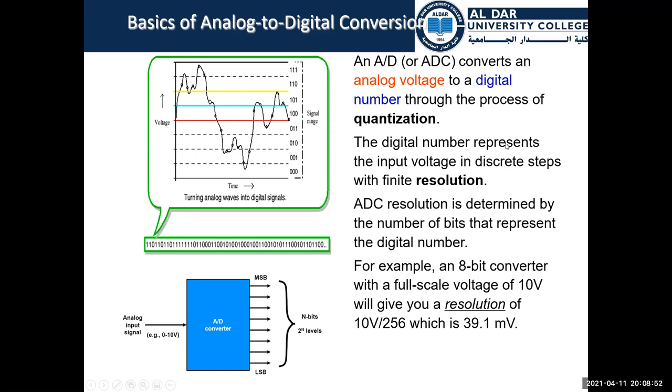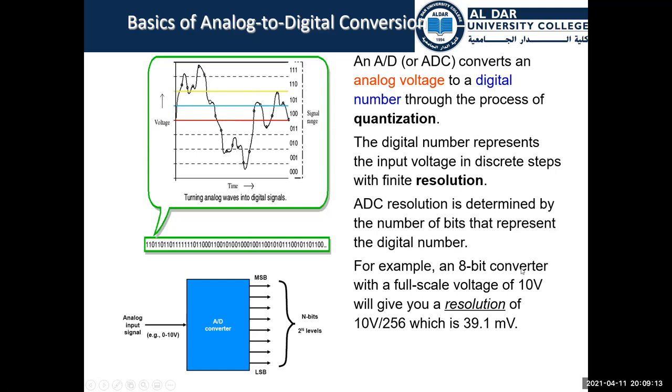The digital number represents the input voltage in discrete steps, and the number of bits represents the digital number. The resolution here is not 8, it is 3 bits. The resolution here is 3 bits.